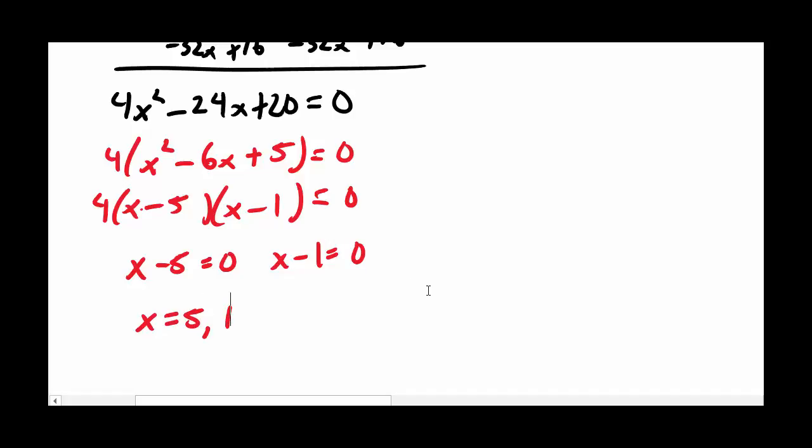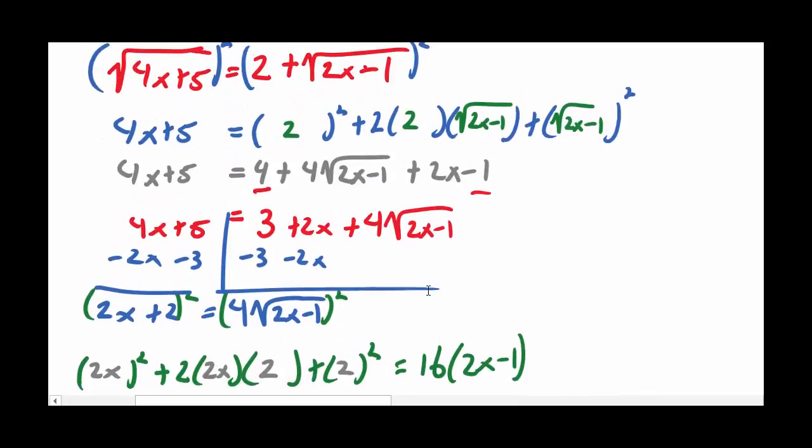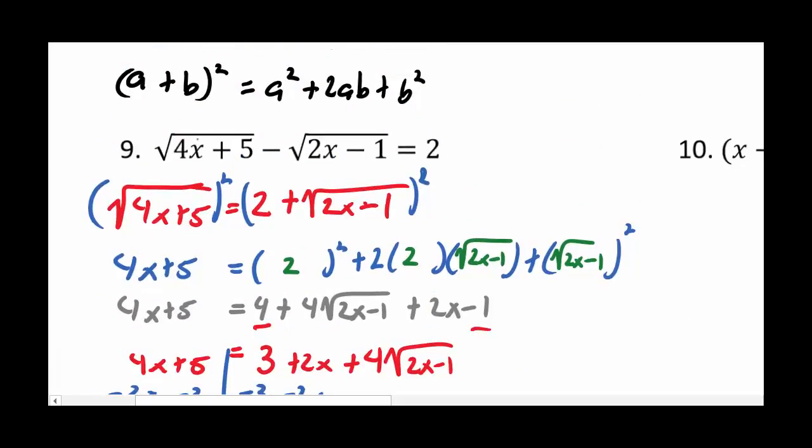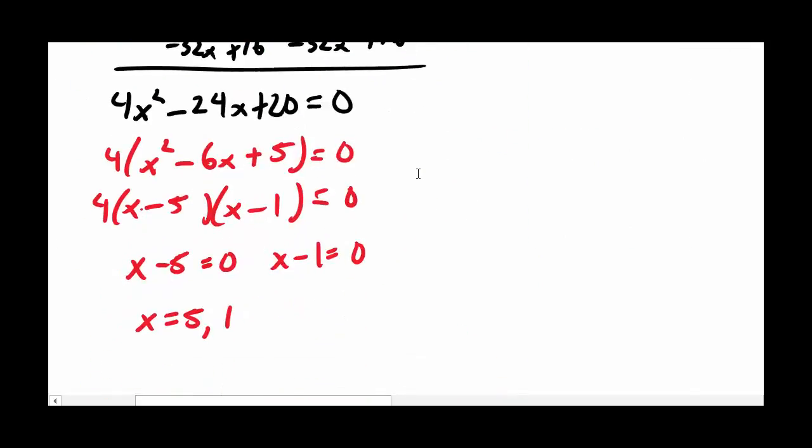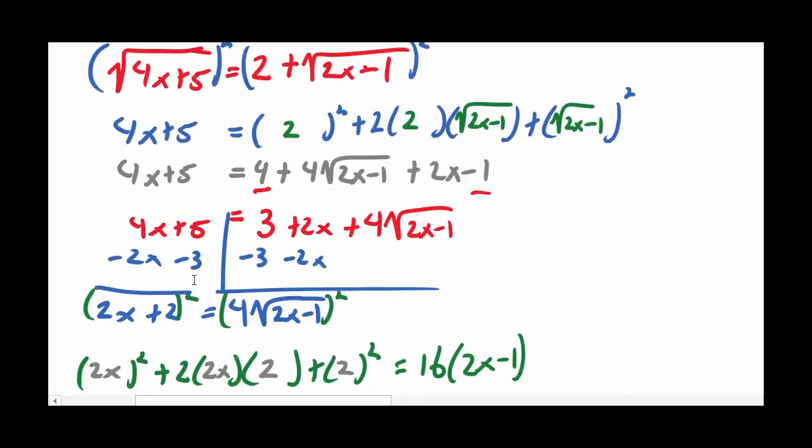Okay, so we're just going to go up top here and double check that. So we'll put a 5 in. So 5, let's do this mentally real quick. So 4 times 5 is 20 plus 5 is 25. So this becomes a 5 over here. And that's 2 times 5, which is 10, minus 1 is 9, so this becomes a 3. So 5 works. Okay, so that checks out.